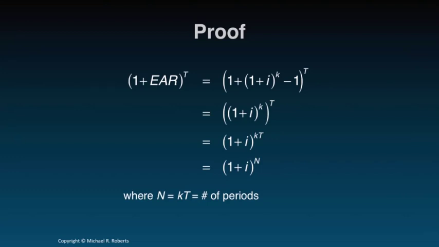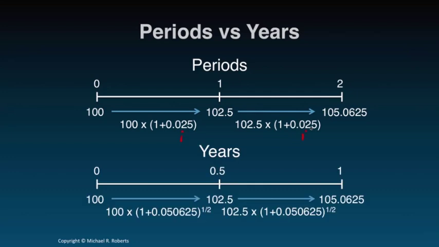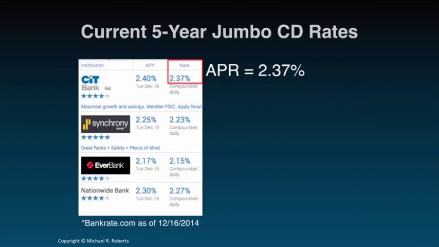So just to summarize, we can work in periods, 1, 2, with a periodic interest rate, or we can work in years with our effective annual rate. Okay? And notice I measure everything consistently, periods versus years. Okay. So let's go back to our original example.